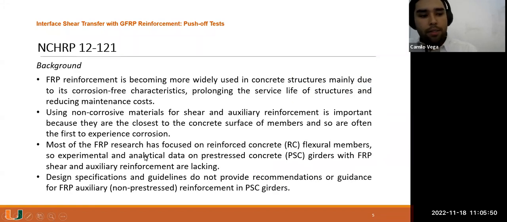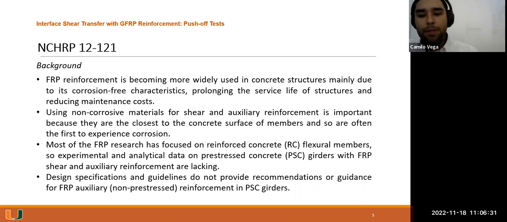So, let's talk about the background and the reasons why we are carrying out this project. Basically, FRP reinforcement is becoming more widely used in concrete structures, mainly due to its corrosion-free characteristics, prolonging the service life of the structures and reducing the maintenance costs. Also, using non-corrosive materials for shear and auxiliary reinforcement is important because, as we know, they are the closest to the concrete surface of members and so are often the first to experience corrosion.